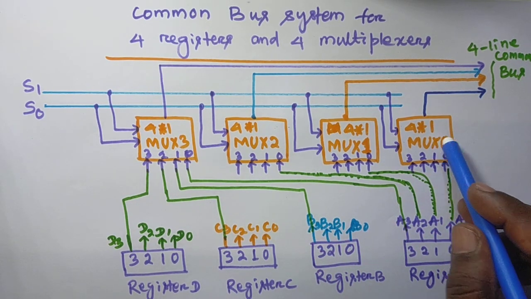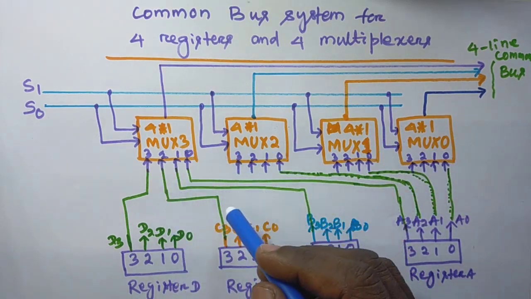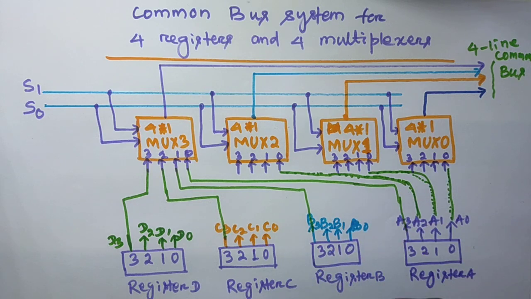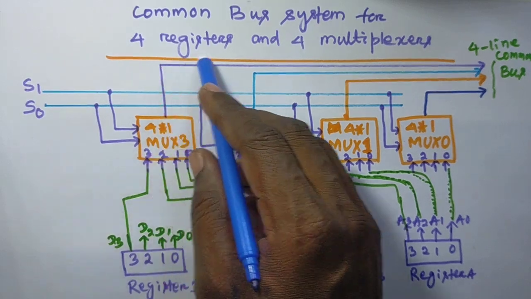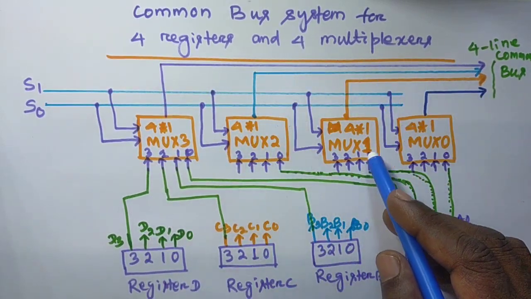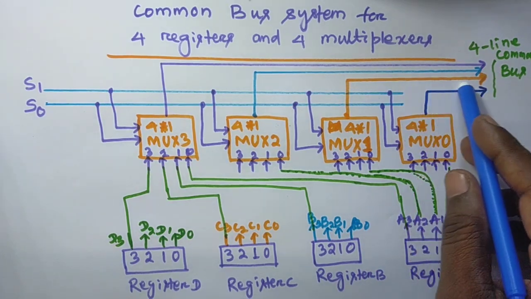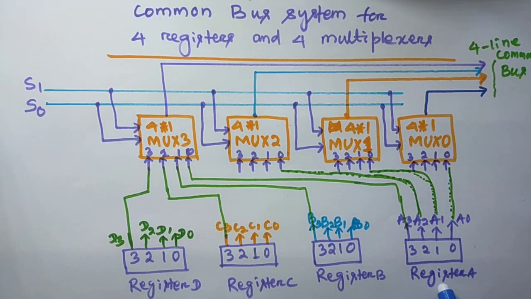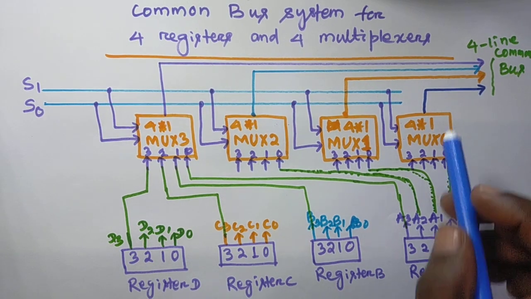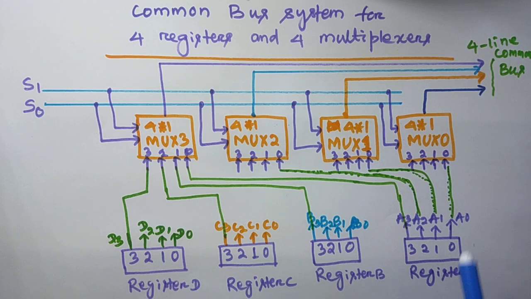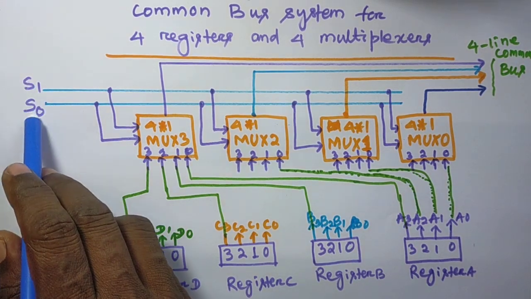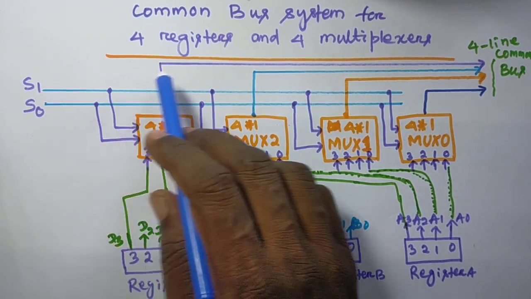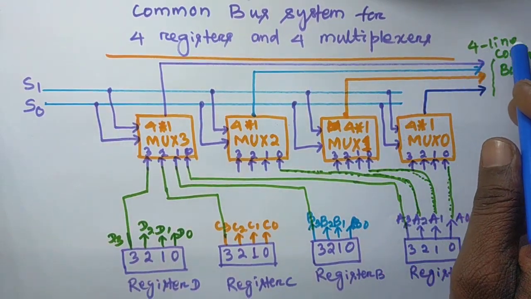And after getting this 0 activation data, then what happens? The multiplexer directly releases such data to the 4-line common bus. What is the data passed to the common bus? Here 0 data passed to the common bus, here 0 data, and 0 data. So which data will we get? Only register A data we can get through the 4-line common bus. So in this way, any data decided by these selectors S0 and S1 is passed through this 4-line common bus.